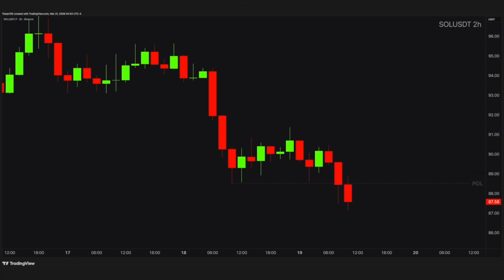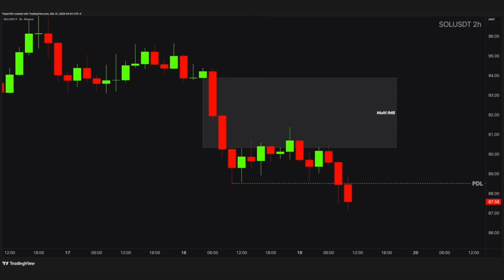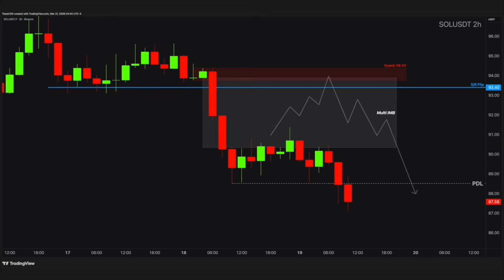our trading skills. If you happen to look at the Solana chart, you probably noticed this very clear previous day low area. But even before that, we had this multi-imbalance zone combined with a 2-hour supply order block above, along with a clean support and resistance flip level. So as a typical price action trader, this specific area should have stood out as the most optimal trade location.